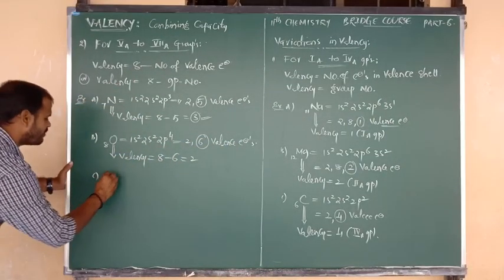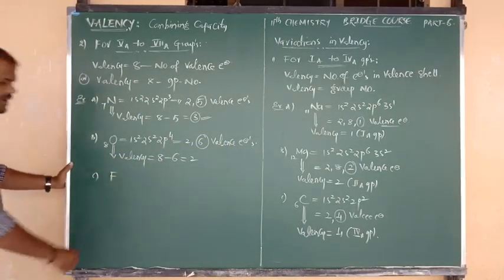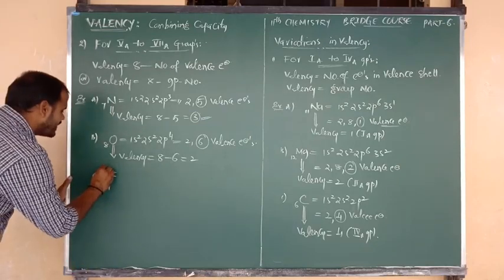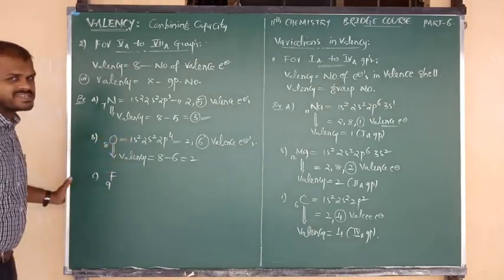Another example I am going to give you is fluorine. What is the atomic number of fluorine? 9. And its mass number is 19. But here the mass number is not needed.